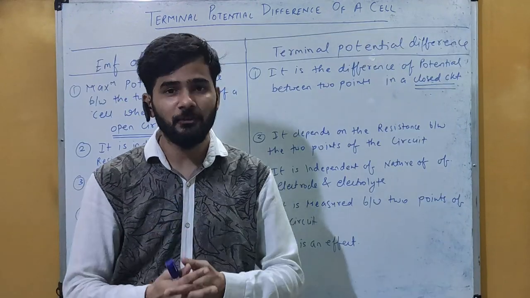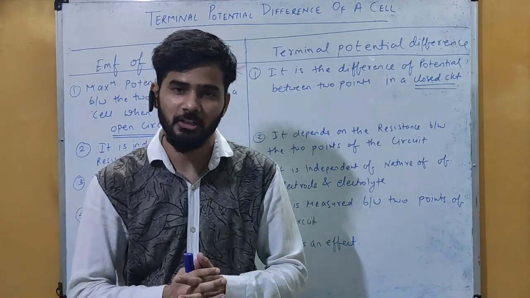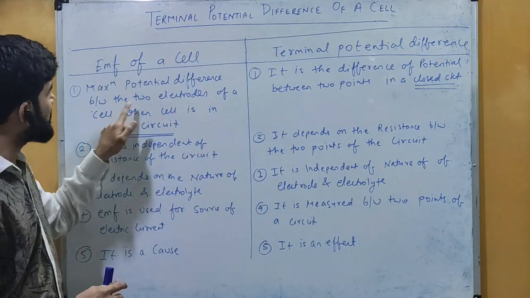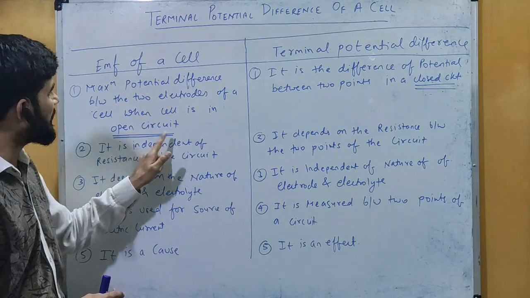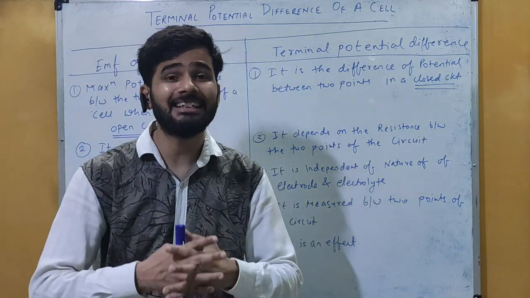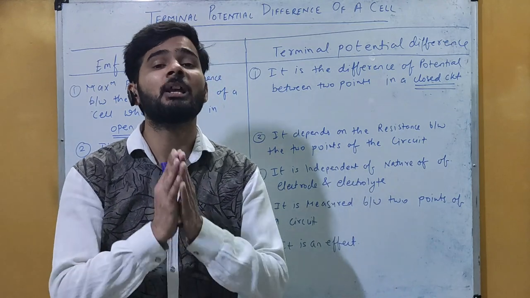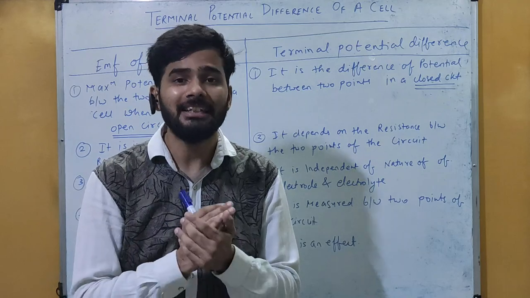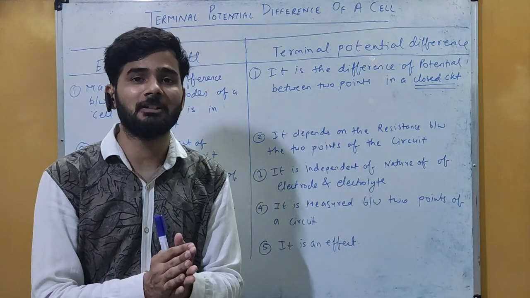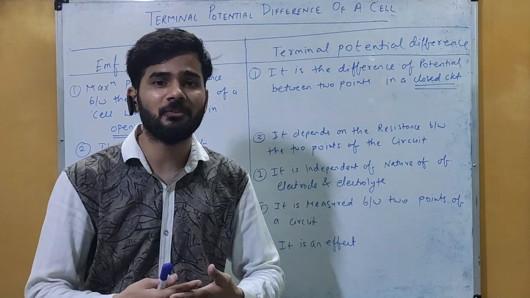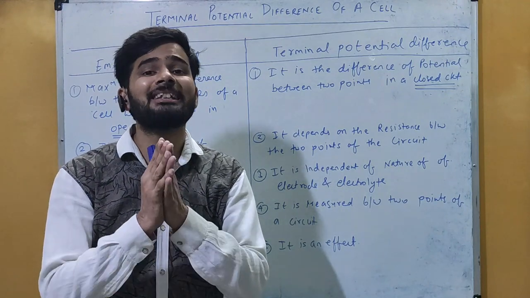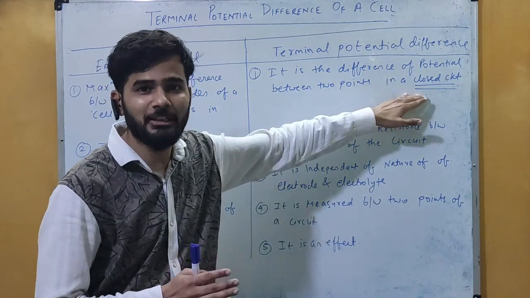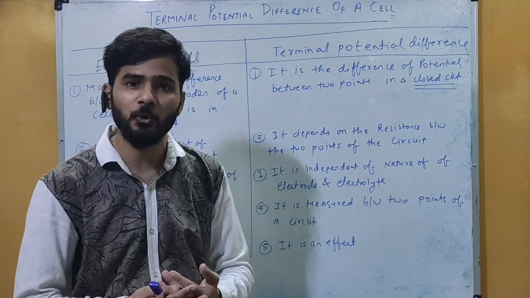Now here we'll see the difference between the EMF and the terminal potential difference of a cell. First of all, EMF of a cell is the maximum potential difference between the two electrodes of a cell when the cell is in open circuit. So remember one important thing, that we calculate the EMF of a cell when the circuit is in open condition, that is, the key is not inserted. In the same way, terminal potential difference is the potential difference between the electrodes, but when current is drawn from the circuit, that is, it is a closed circuit, or whenever the circuit is closed, current can flow there.